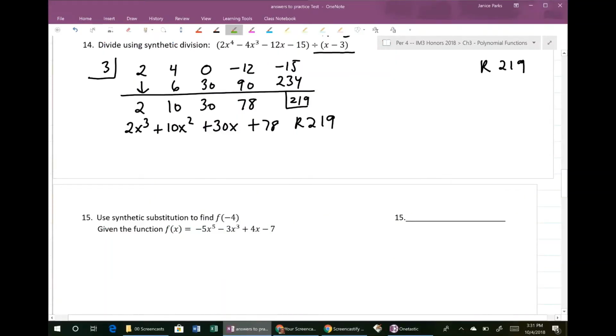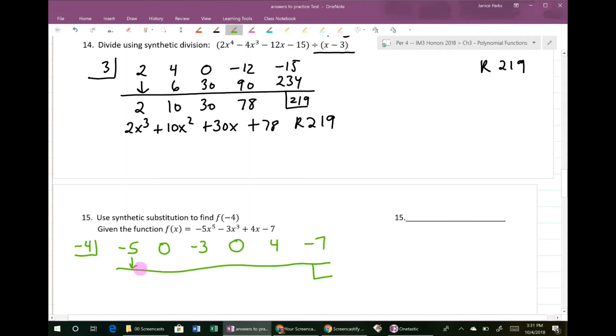For question number 15, you have to use synthetic substitution to find the value of the function when x is equal to negative 4. So we use negative 4. You have to be really careful because this is an x to the 5th equation. So you need to make sure you account for all of the terms. So you're going to need 2 placeholders in this problem. So we have x to the 5th term, x to the 4th, there isn't one. Then we have x to the 3rd, x squared, the x term, and the regular constant number.